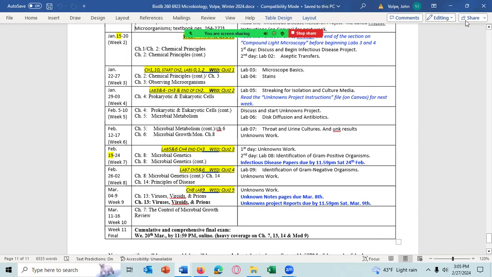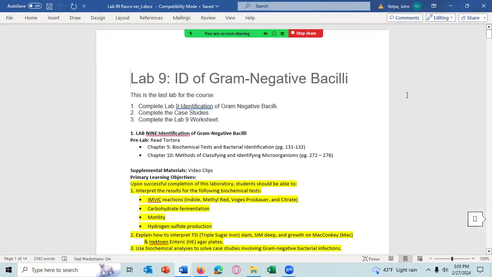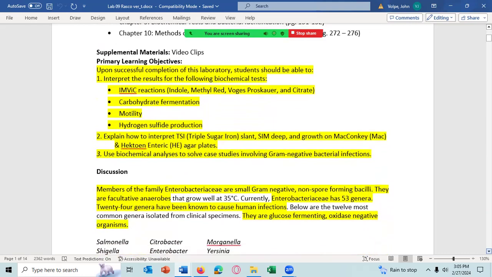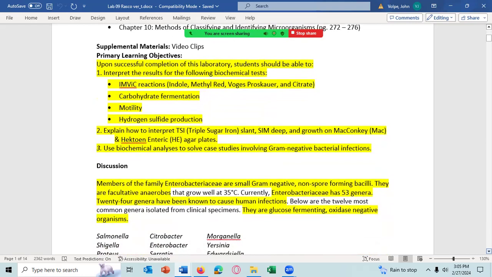All right, let me go ahead and close that down. And let's talk about Lab 9. Lab 9 is the identification of gram-negative bacilli. You do have some reading, but not very much, about a page on biochemical tests and bacterial identification. And then 3 or 4 pages on classifying and identifying microorganisms. There's a video clip in today's lab. Actually, there's several.